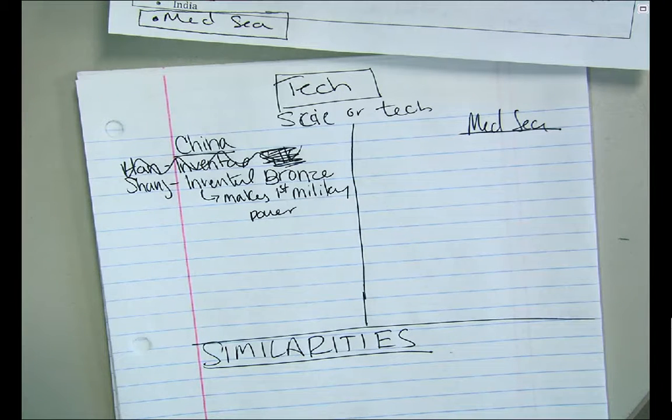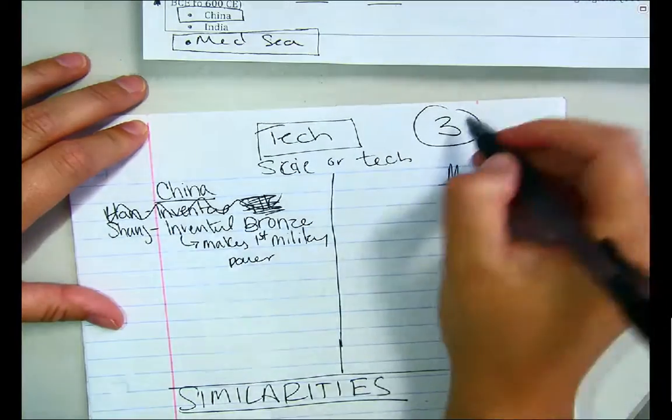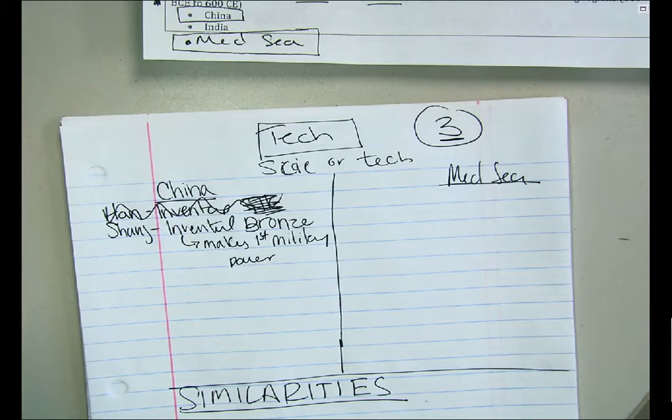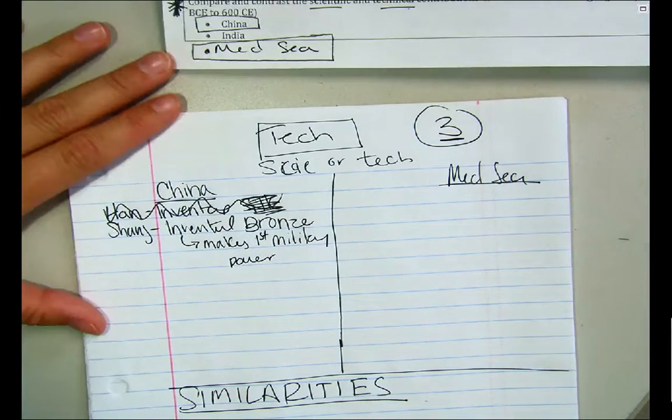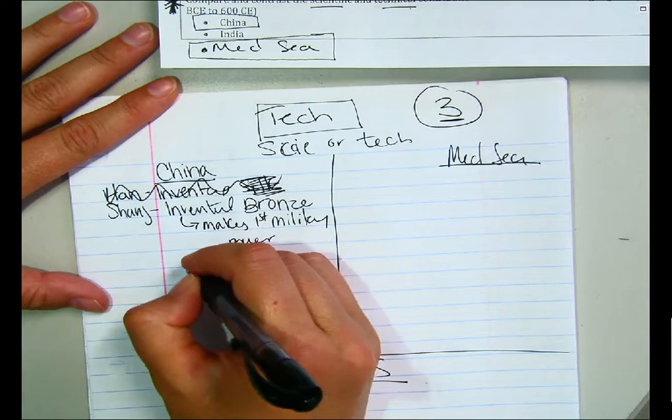What do you got? Would the Qin making the Great Wall of China be a technological? I mean, what are you really going to say about it? Right? Okay. Guys, it's always a rule of 3. You need 3 things in your essay. So if we got one for China, guess what we're done? China. However, we need more information. So the Shang invented bronze, makes the first military power.